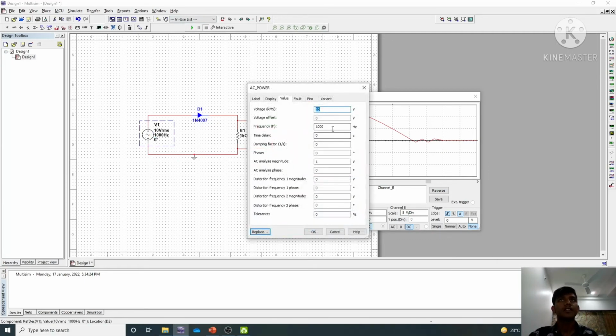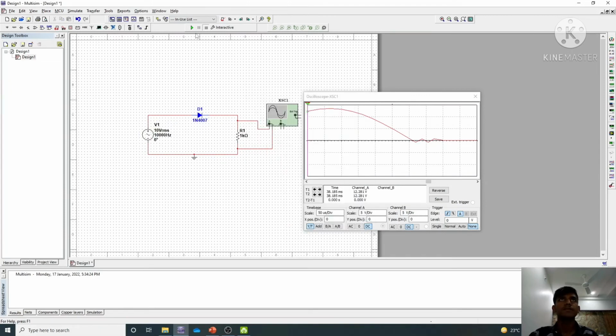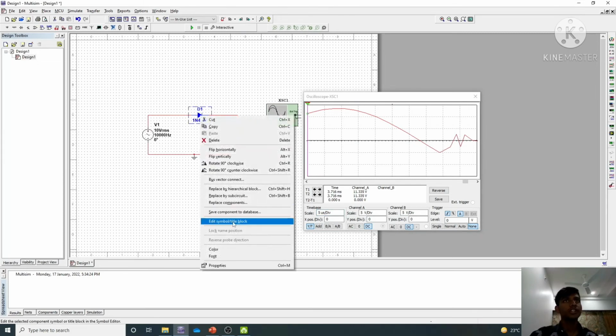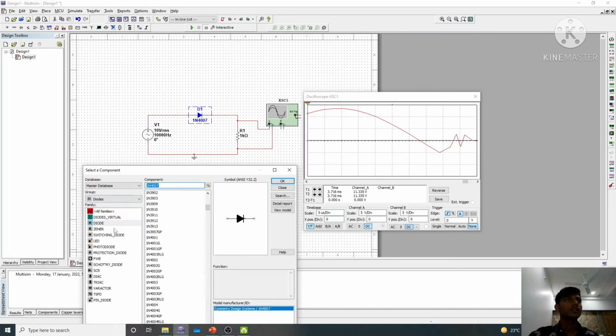Now we will increase frequency to 10,000 hertz, and now we will see the output. We can see that there is more uncertainty in the graph. So here reverse recovery time is very high because we increased the frequency. Because of that, the diode is not able to do that amount of faster switching. So we need to use a Schottky diode. We will go to the Schottky diode and use the 10BQ015 Schottky diode.